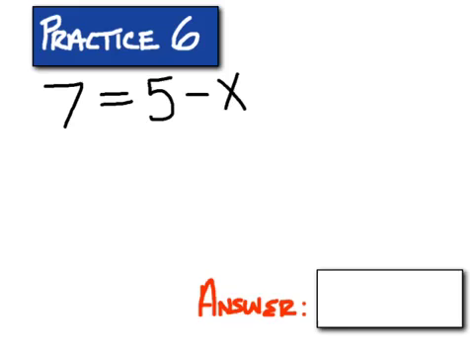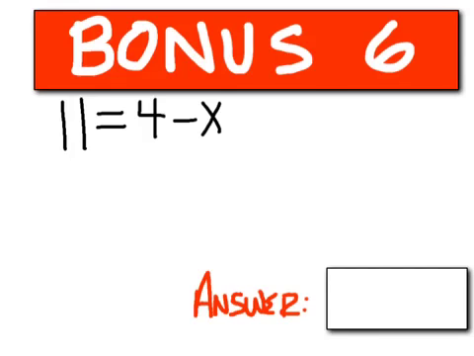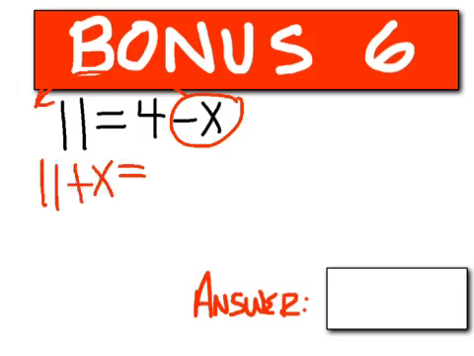Alright, next practice problem. Okay, answer for this one is negative 2. Okay, for this one we have 11 is equal to 4 minus x. We want to move our negative x to the other side. We get 11 plus x is equal to 4.